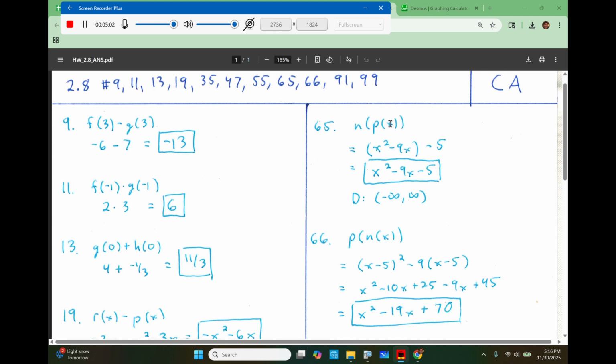So looking at p of x, that's just a parabola, so no restrictions on the domain, all real numbers. I look at this final parabola. This is still a parabola, no restrictions on the domain. The overall domain is all real numbers. Let's look at 66.